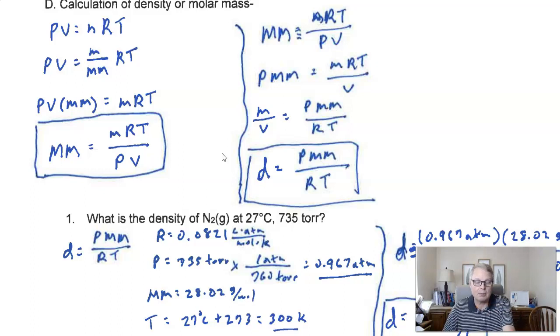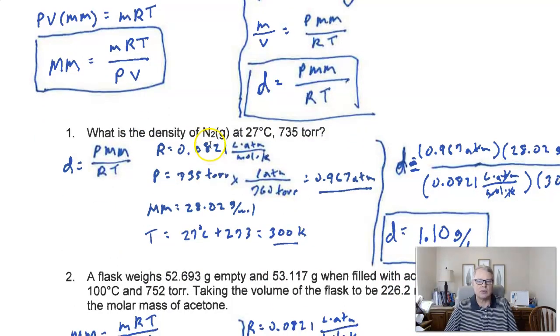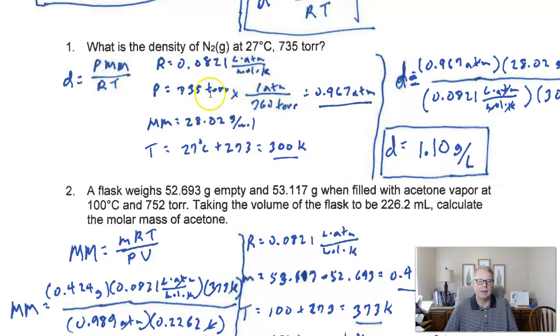Okay, let's do a couple of problems here with these real quick. So what is the density of nitrogen gas at 27 degrees Celsius and 735 torr, or millimeters of mercury? Remember, those are the same thing.